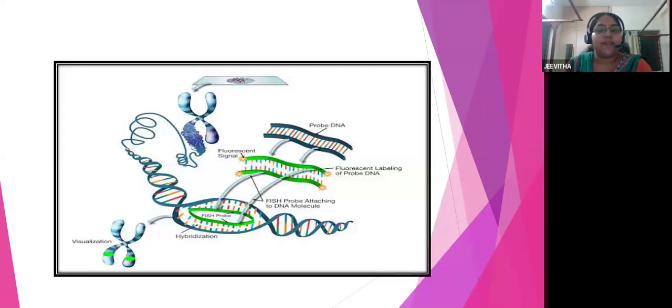Okay, this is the proper picture. You have a slide which is fixed with a sample. Here you have the target DNA and the probe DNA, which is fused and hybridized, and this can be viewed under the microscope. And when the target is achieved, then you have the fluorescent visualization as shown here.